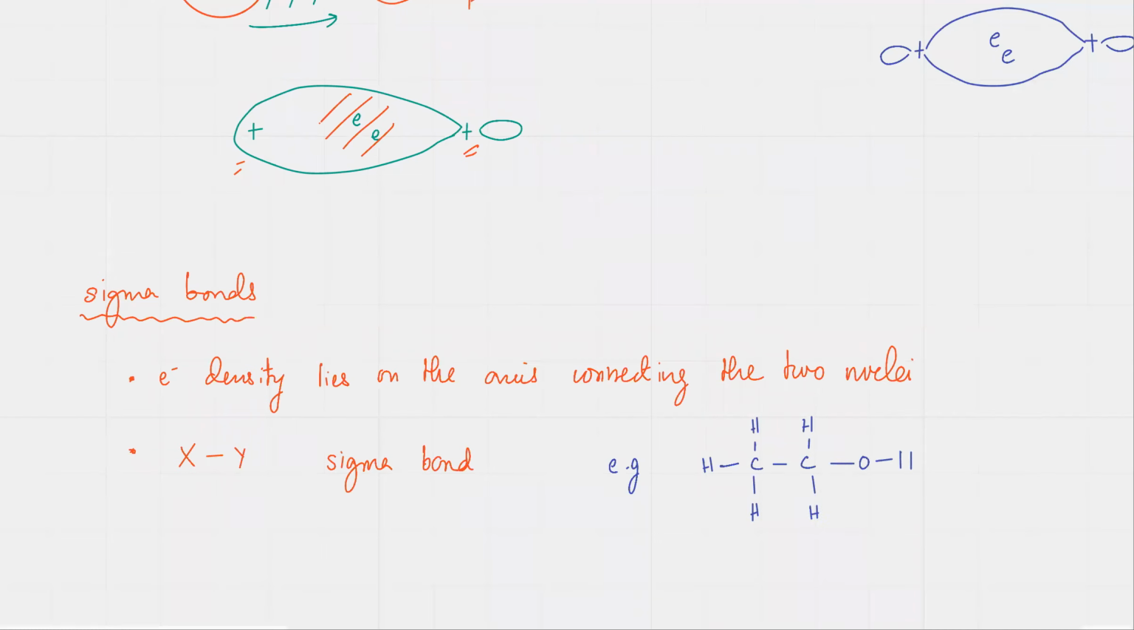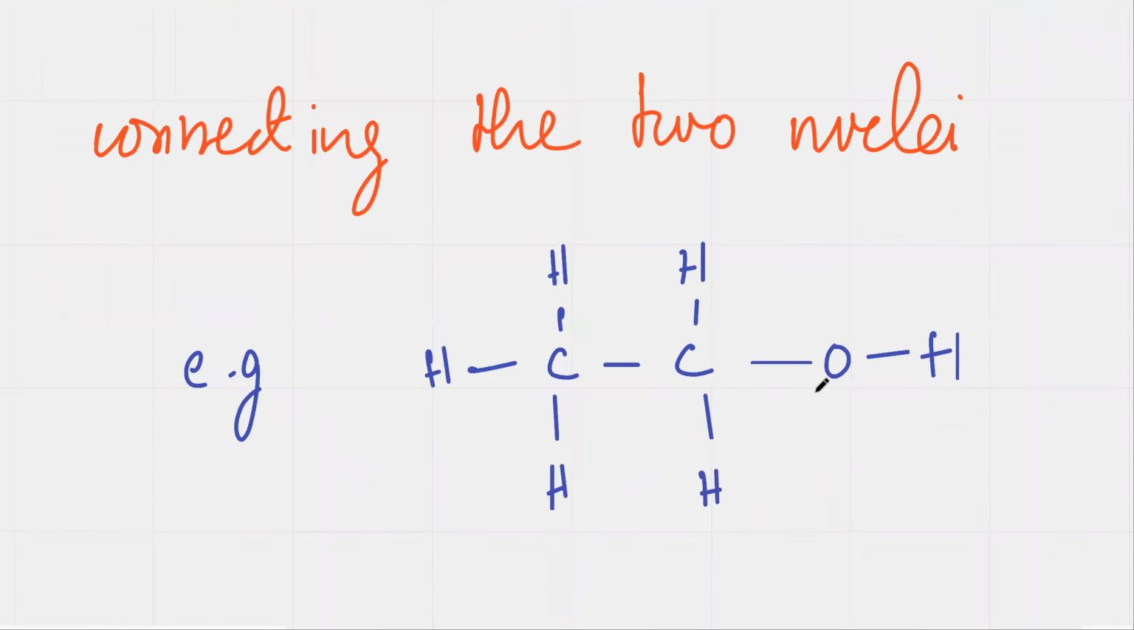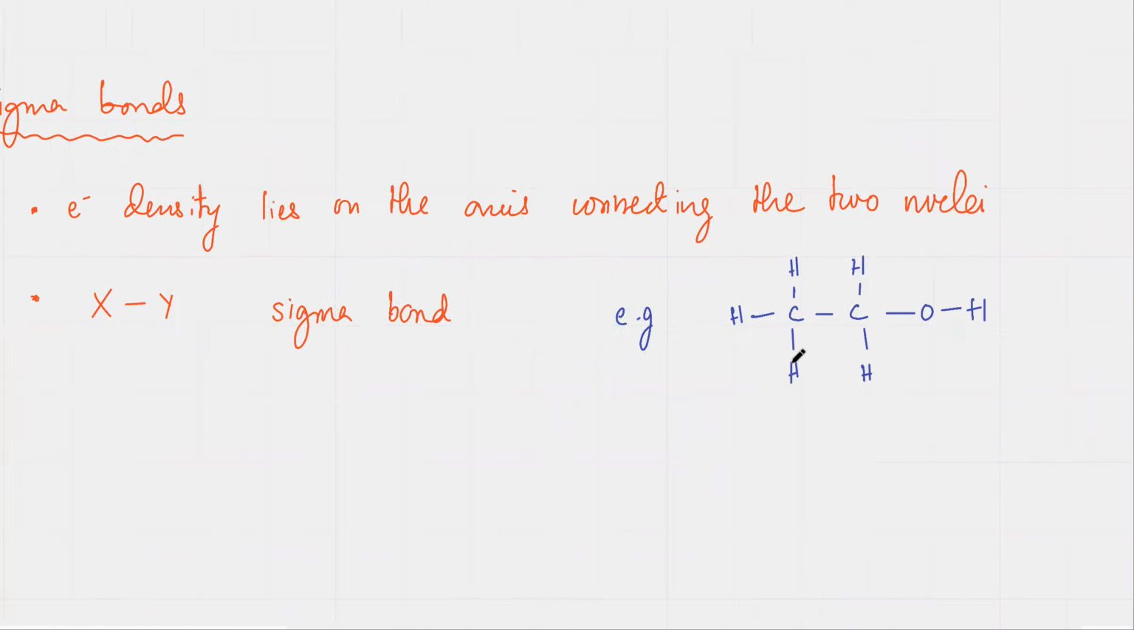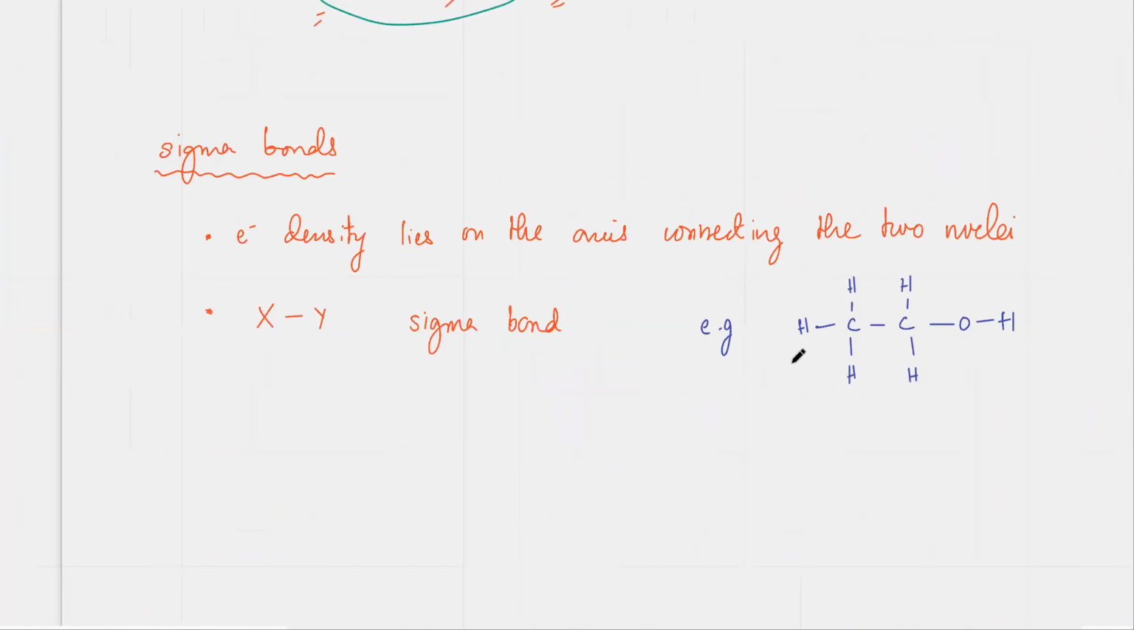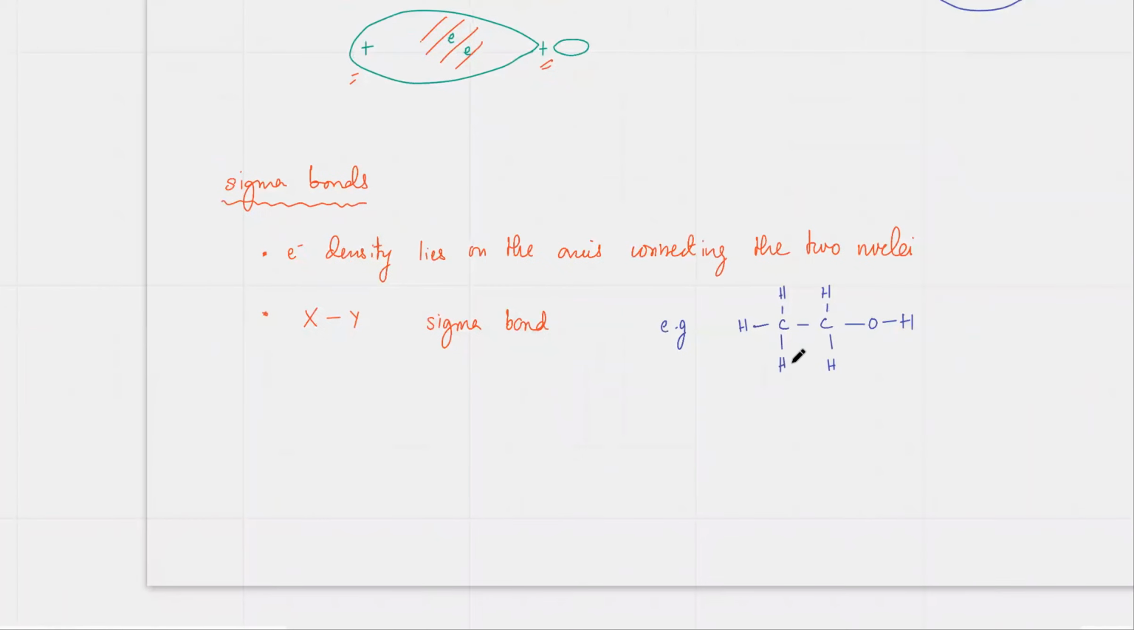Now all of these are sigma bonds, because if you focus on any of the bonds, the electron density is right in the middle. There's one nucleus, there's another nucleus, the electrons are stuck right in the middle. So that is a sigma bond. Here's another sigma bond. The two orbitals are merging and the electrons get stuck exactly in the middle. So whenever you see a single bond, that is by default a sigma bond.